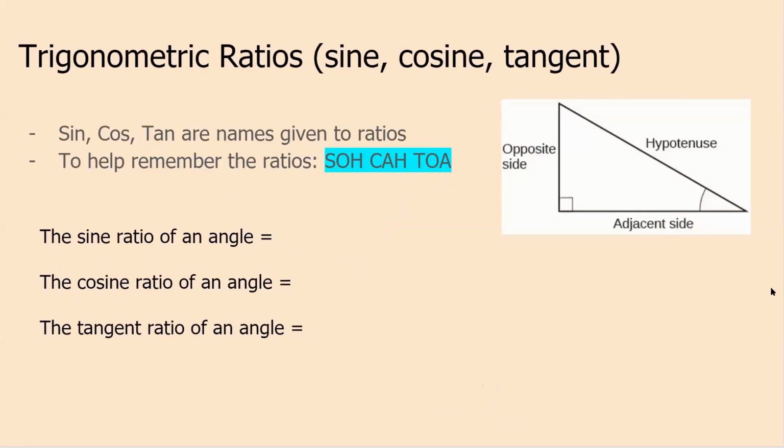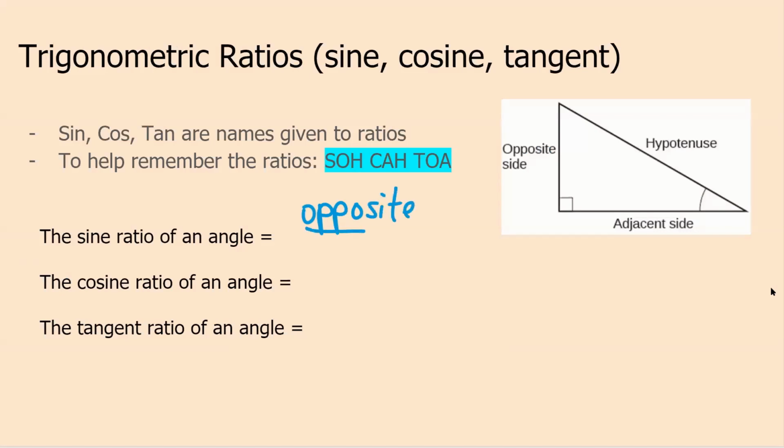So now we're going to look at something called trigonometric ratios. The three trigonometric ratios are sine, cosine, and tangent. You may have seen them on a calculator before, where they're often abbreviated as sin, cos, and tan. So sine, cosine, and tan are just names given to these ratios. We're going to look at these ratios over here. So first off, we have the sine ratio of an angle. The sine ratio is opposite divided by hypotenuse.